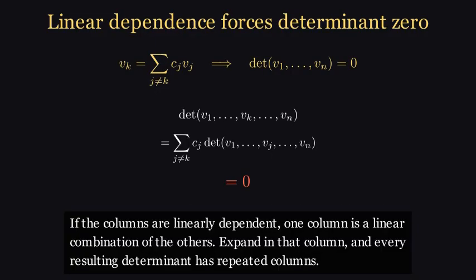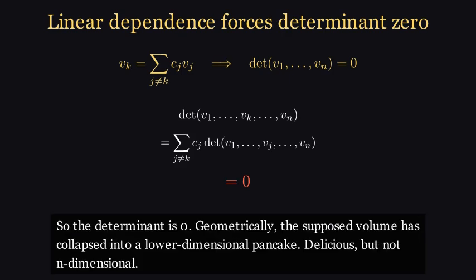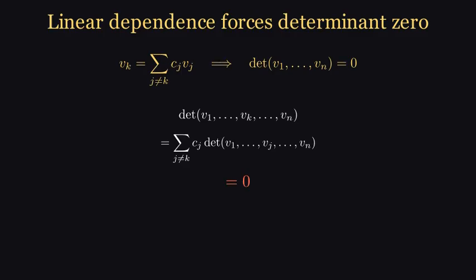If the columns are linearly dependent, one column is a linear combination of the others. Expand in that column, and every resulting determinant has repeated columns. So the determinant is 0. Geometrically, the supposed volume has collapsed into a lower dimensional pancake. Delicious, but not n-dimensional.